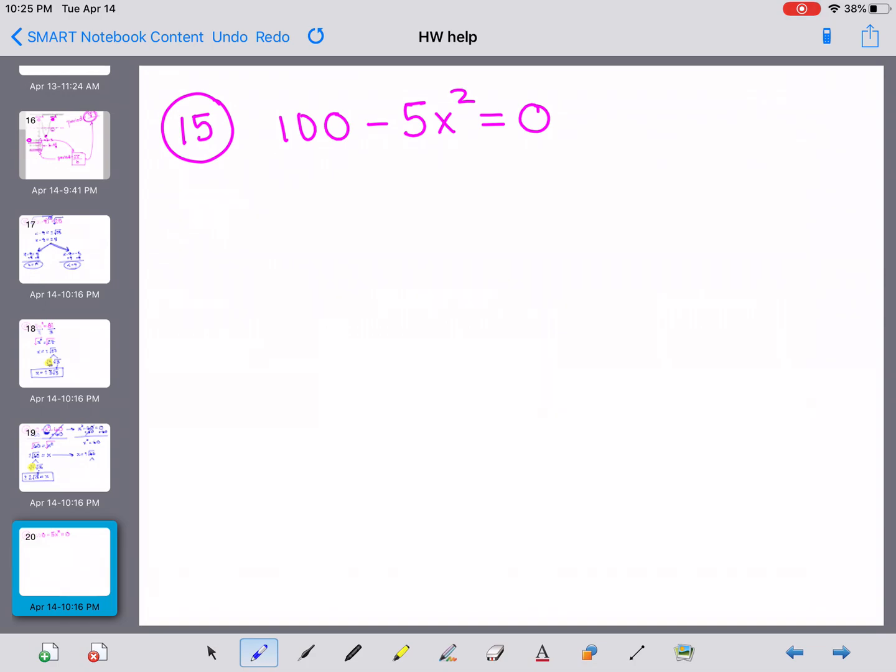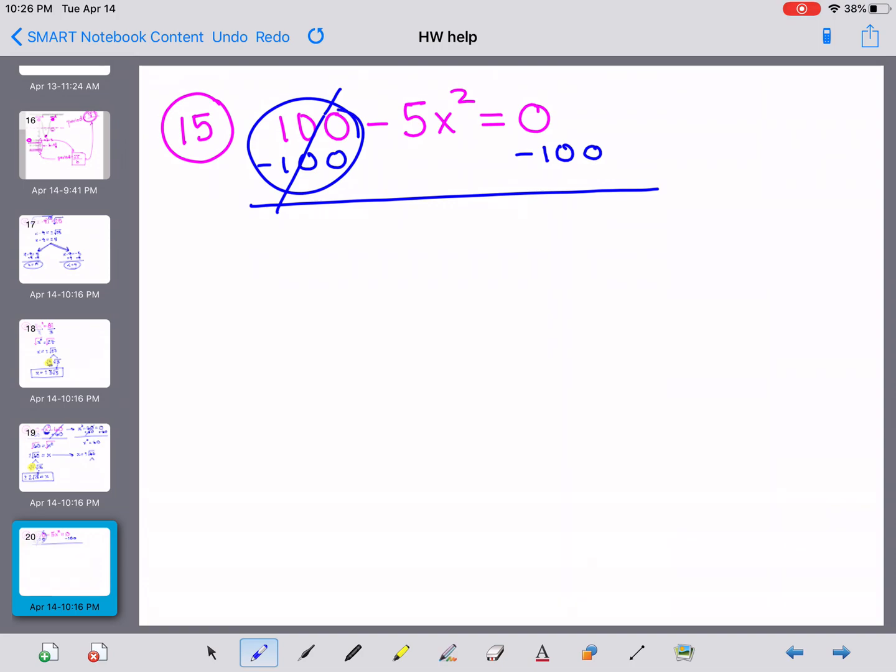All right, number 15. I can do the square root method because I have just an x squared in the problem. So I want to get this x squared by itself. I have two numbers I have to get rid of: the 100 and this -5. Which one do I get rid of first? The 100. So I'm going to subtract 100 from both sides. 100 minus 100 right here is 0. That's why it cancels out. Be careful. Bring down that negative sign with the 5. That makes a big difference. I now need to get rid of the -5. I'm going to do that with division.